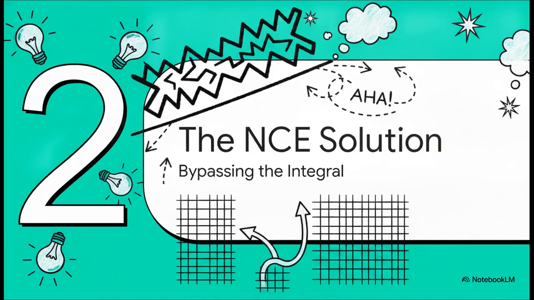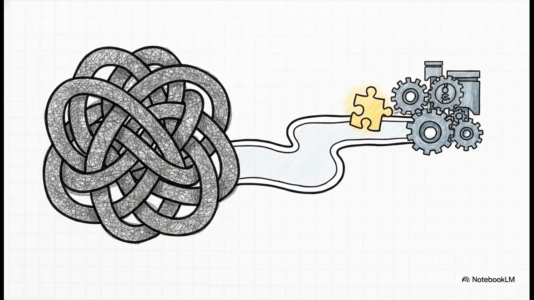Which brings us to Section 2, the NCE solution. Let's look at the incredibly elegant aha moment the researchers had. They realized that they didn't have to play by the traditional rules. Instead of treating that normalization constant as this massive, impossible calculation that absolutely has to be solved up front, they just bypassed the roadblock entirely. They simply labeled it C, tossed it into the model as an unknown variable, and let the model figure it out during training, alongside everything else. I mean, it sounds almost too simple, right?